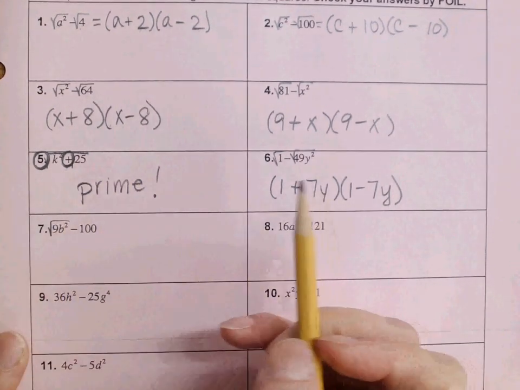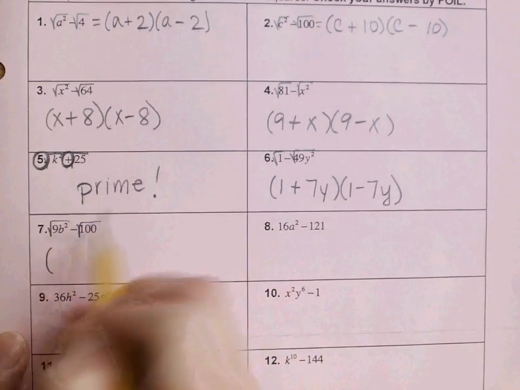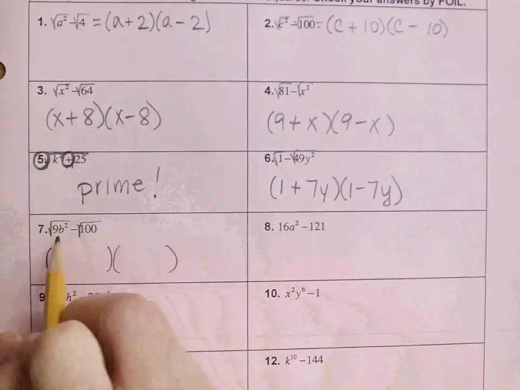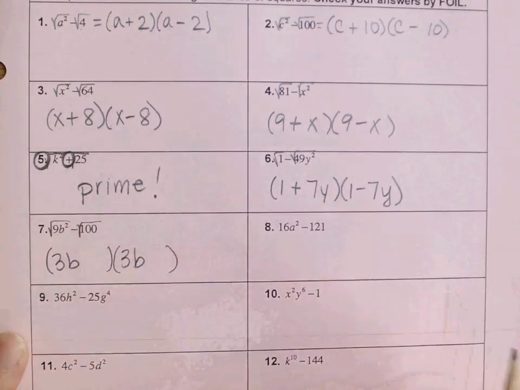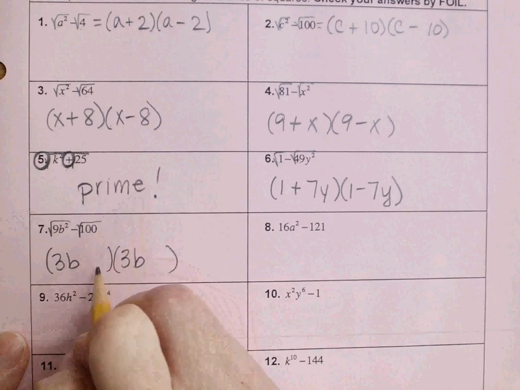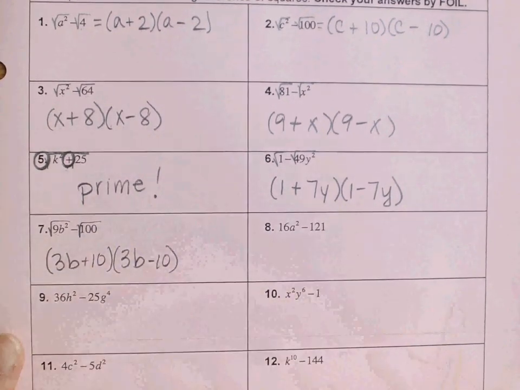But again, we're taking a look. We see we have 9b squared minus 100. This is factorable. We go ahead and find the square root of each one. The square root of 9b squared is 3b. The square root of 100 is 10. And then we just make sure we have the appropriate signs in there.